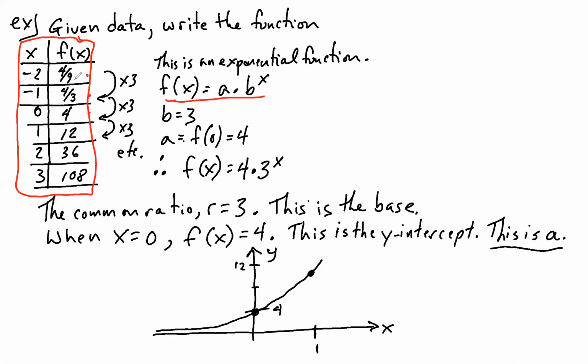This is a geometric sequence. My common ratio r is 3. That's the base. So my base is 3. I know that when x is 0, y, or f of x, is 4. So in other words, my y-intercept is at y is 4. So now I have everything I need to know. A is 4, b is 3, and f of x is 4 times 3 to the x power.